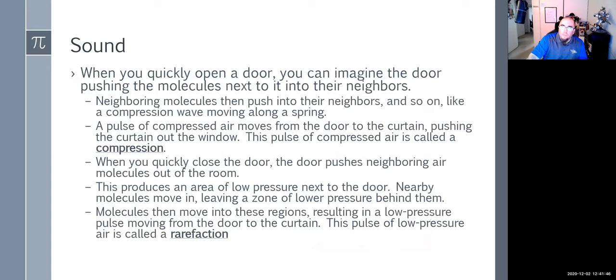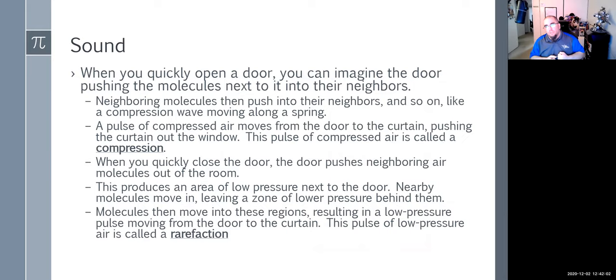So if you quickly open the door, you can imagine the door pushing the molecules next to it into their neighbors. It pushes into their neighbors, it pushes into their neighbors, and eventually hits the curtain and blows it out, right? That is the idea of compression.